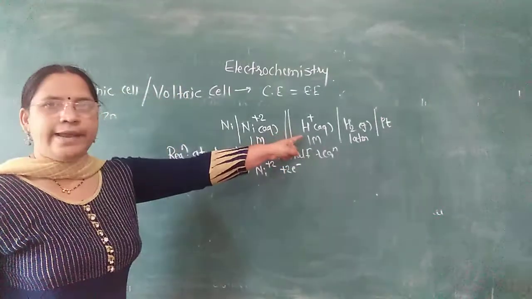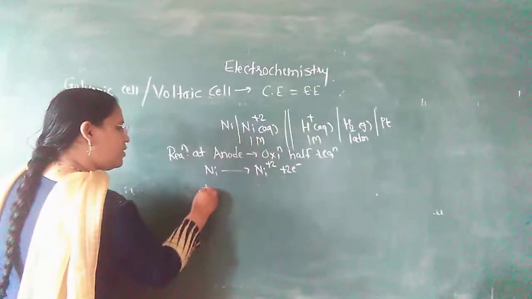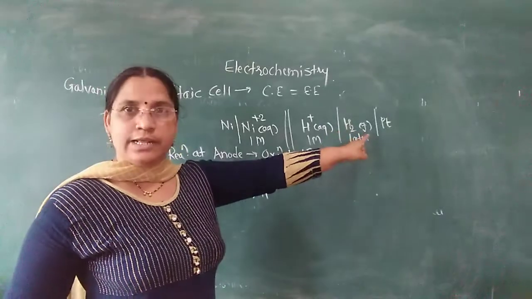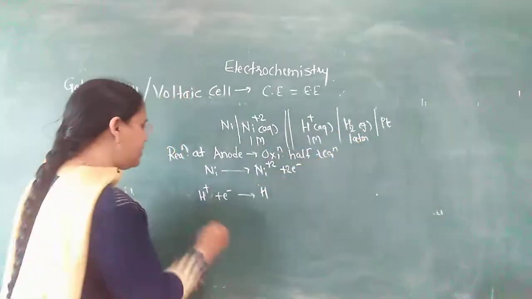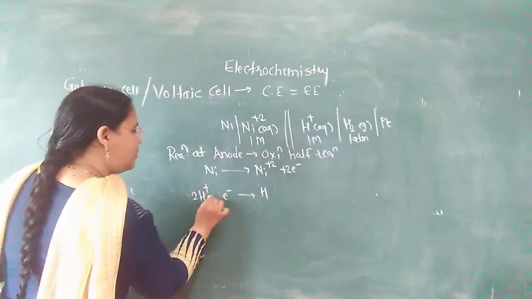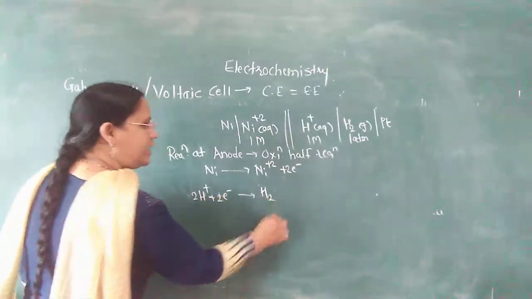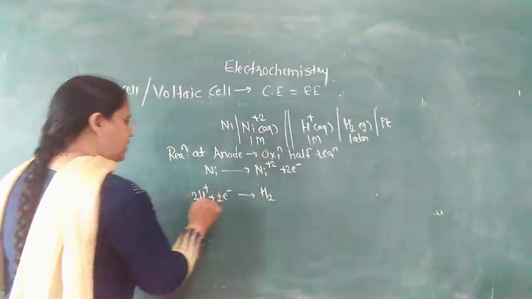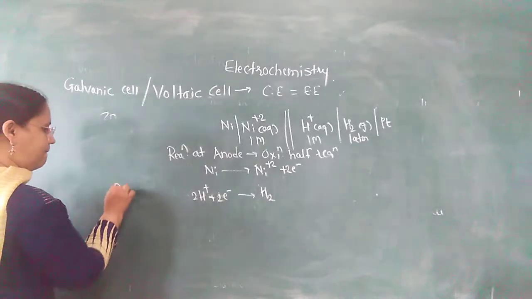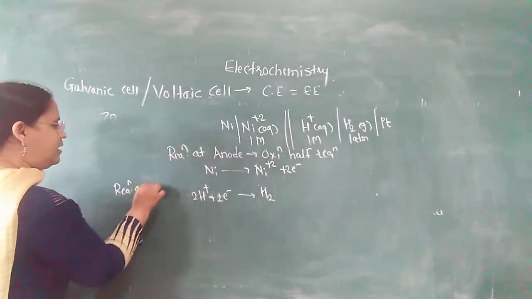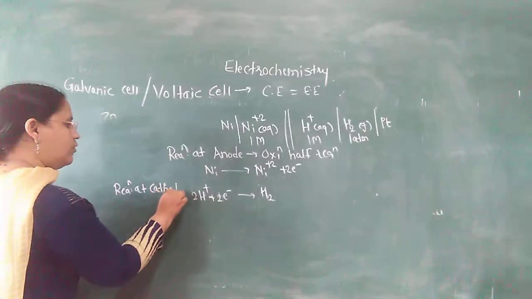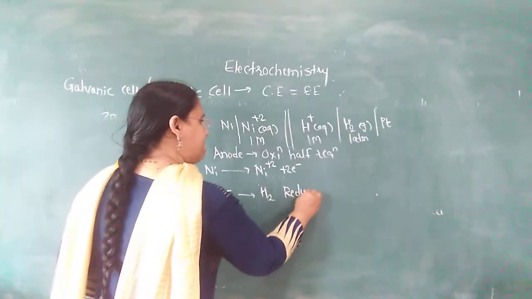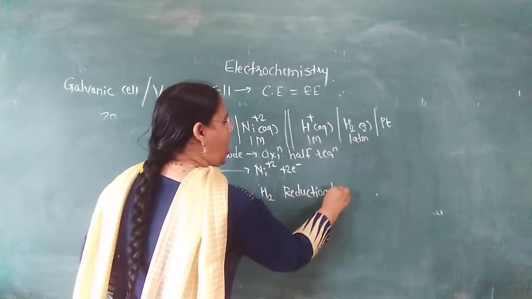Okay. What is the second one? H+ ions. H+ ions gain the electron and are converted to H. But here H is not given, H2 is given. So we have to balance it. How to balance it? Make it 2. 2H+ plus 2 electrons gives H2. This is the reduction reaction, and this reaction will be at the cathode. So what is the reaction at the cathode? Reduction half reaction.